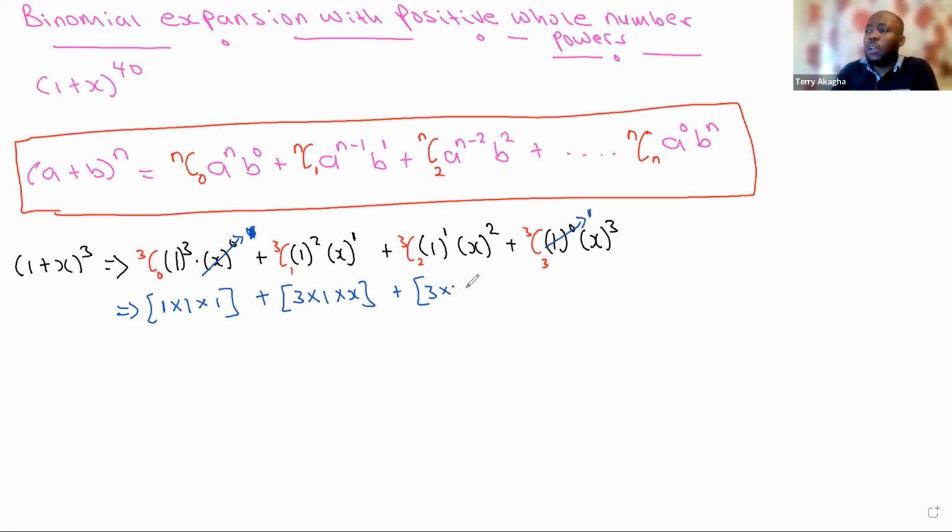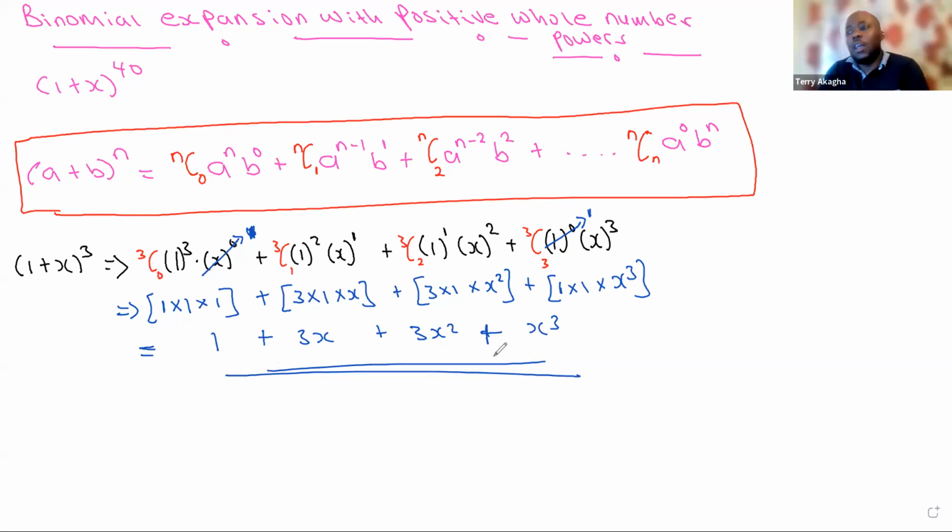So that will give you 1 times x squared, all right, plus 3 combination 3. When you press your calculator, it's going to give you 1, and this 1 times x raised to the power 3 is going to give you x cubed. Then you simplify, it's going to give you 1 plus 3x plus 3x squared plus, and that's going to give you what? x cubed. And that will be the answer for that.